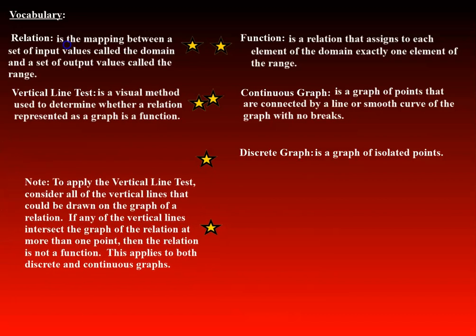And I have a note here. To apply the vertical line test, consider all the vertical lines that could be drawn on the graph of a relation. If any of the vertical lines intersect the graph of the relation at more than one point, then the relation is not a function. This applies to both discrete and continuous graphs.